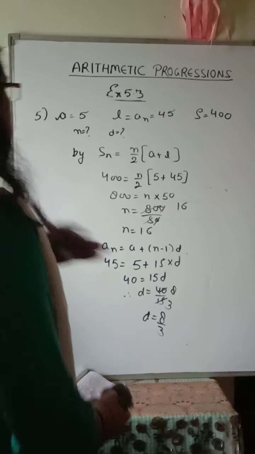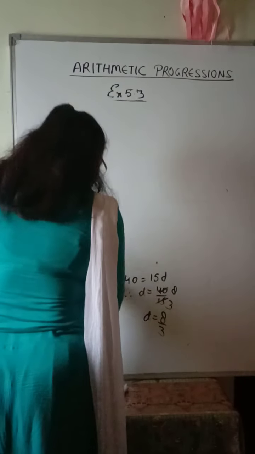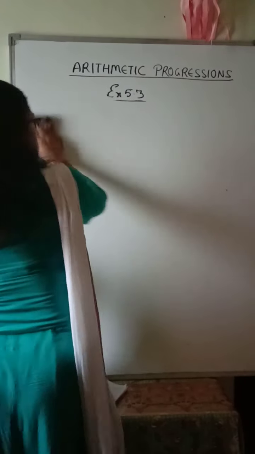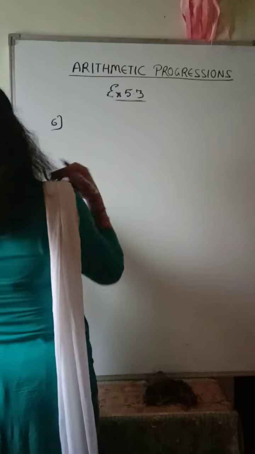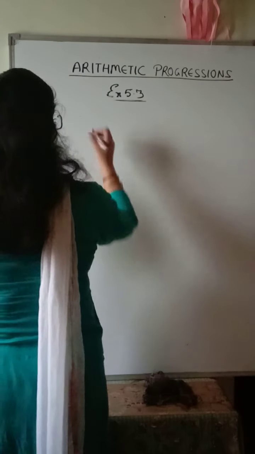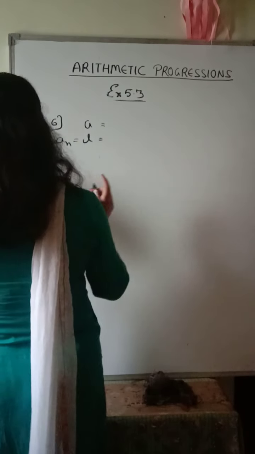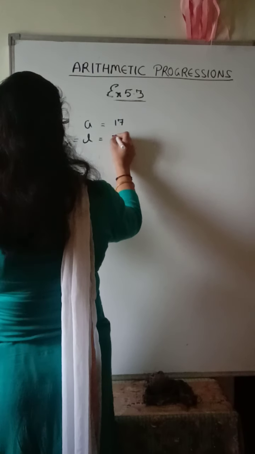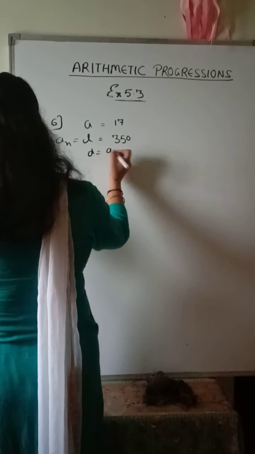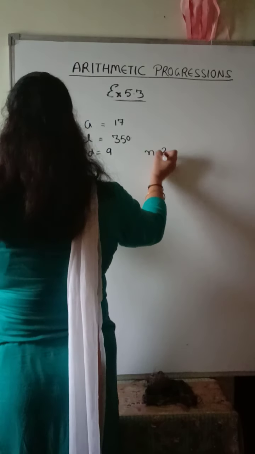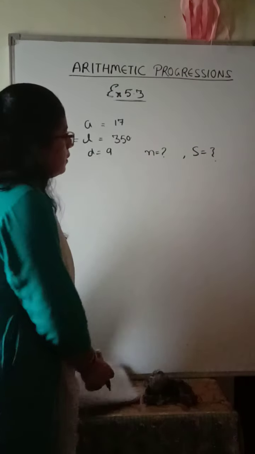Okay, quickly let us start our sixth question. So what is our sixth question? Let us see. The sixth question is, the first and the last term of an AP are 17 and 350 respectively. If the common difference is 9, how many terms are there and what is their sum?